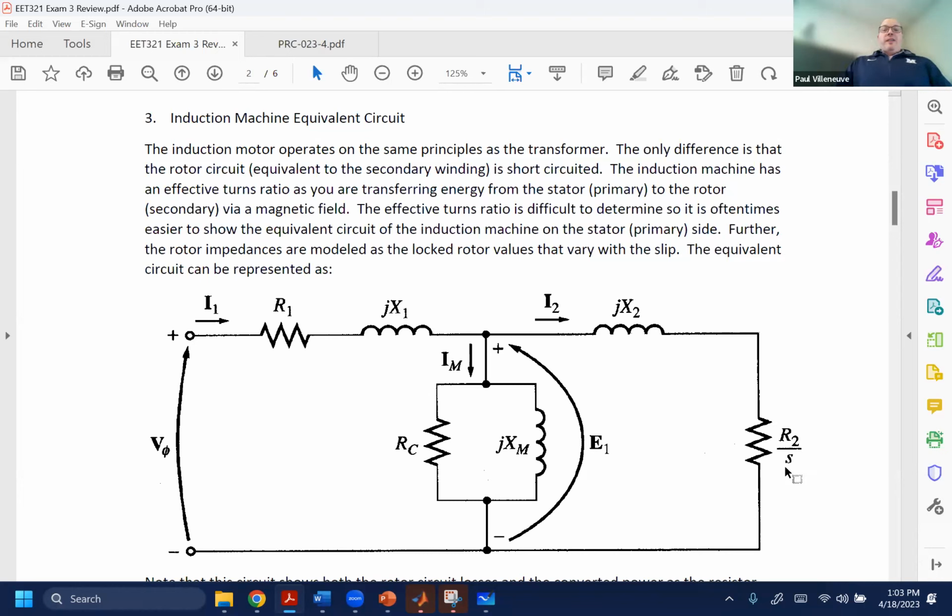And we did a lot of perturbations to get X2 and R2. Remember, we're trying to get everything onto the stator side because the turns ratio is going to vary. That can be a real pain in the keister. And actually measuring the rotor resistance and the rotor inductance directly is very difficult. So we reflect everything onto the primary or the stator winding.